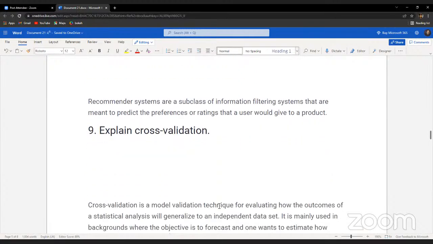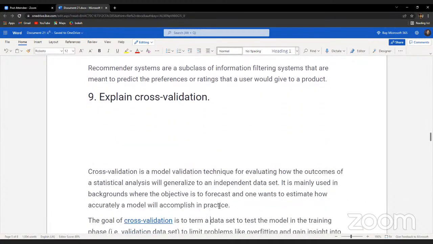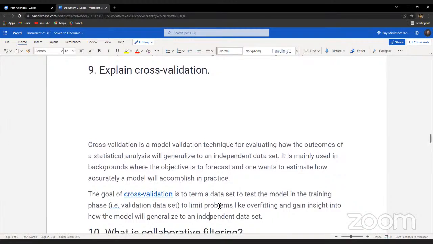Now, as we look into cross validation, this is a model validation technique which is used for evaluating how the outcomes of a statistical analysis will generalize to independent data sets. It is mainly used in settings where the objective is to forecast and one wants to estimate how accurately a model will perform in practice.